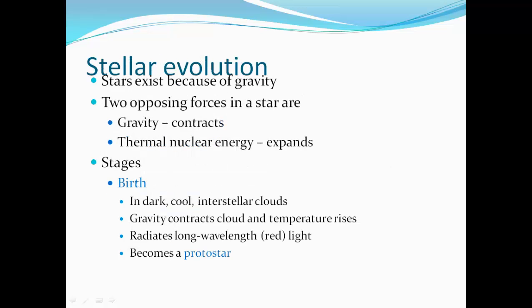Okay, stellar evolution. Stars exist because of gravity. There are 2 opposing forces in a star: gravity, which contracts matter, and thermonuclear energy, which wants to expand it. Stages of birth: a star forms in dark, cool interstellar clouds. Gravity contracts the cloud and temperatures rise. It radiates long wavelengths of red light and becomes a protostar.